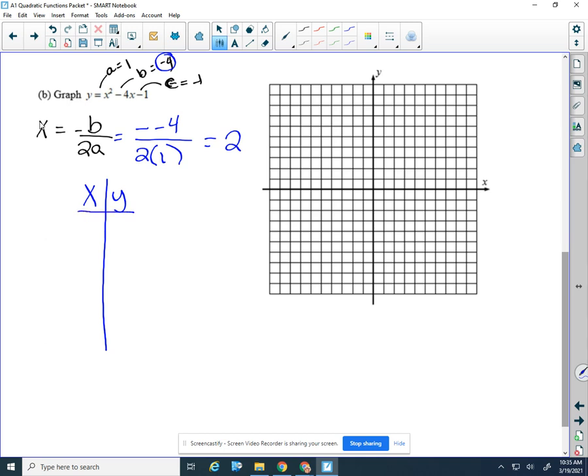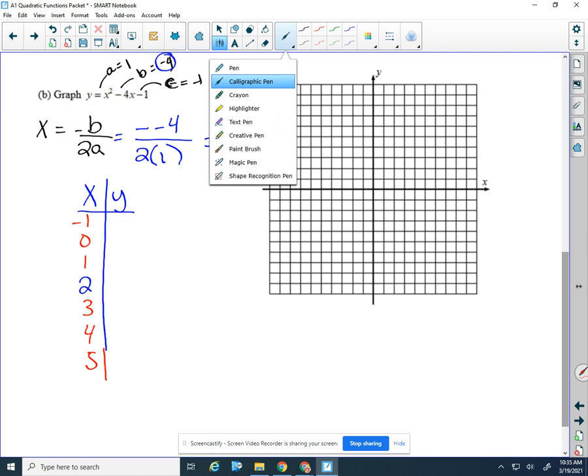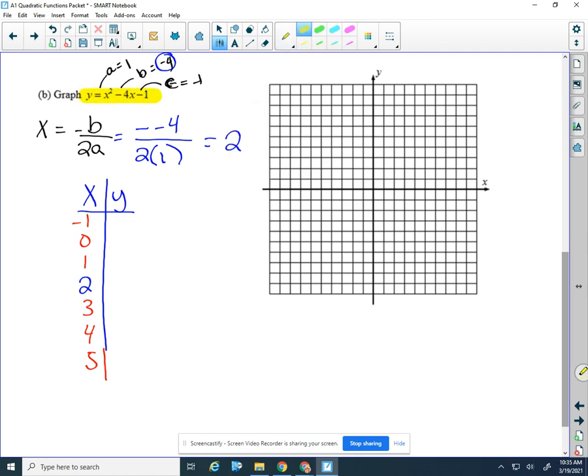So 2 goes right here, okay? And now we're gonna go work backwards. 1, 0, negative 1, 3, 4, 5. So that's what we want our table to look like. What I'm gonna do now is go to Desmos and type our problem into the Desmos graphing calculator.